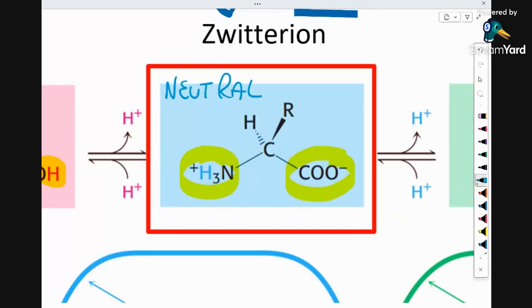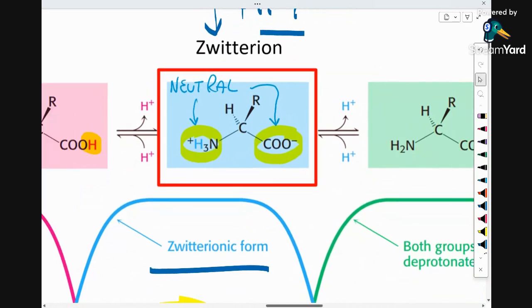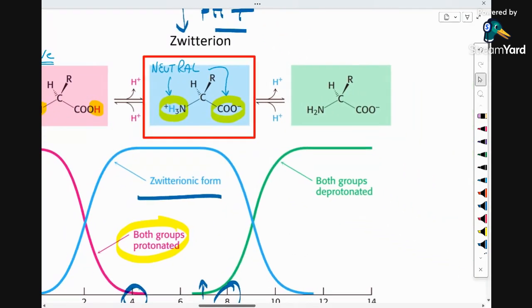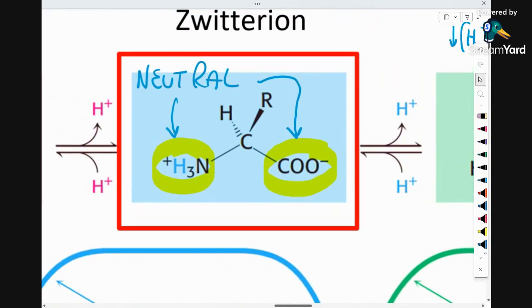The reason it's neutral is because we have both a positive charge on the amino terminus and a negative charge on the carboxyl terminus. They cancel each other out. The caveat to that is coming. As we increase the pH, we decrease the concentration of protons. And your amino acids, in a way, act like a proton buffer. So what they then do is release protons into solution.